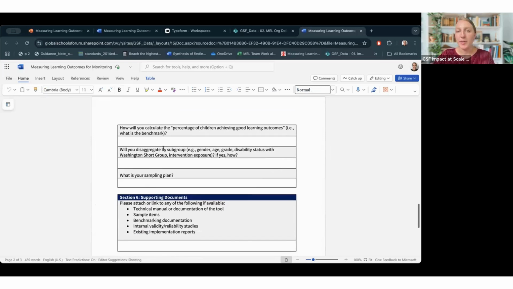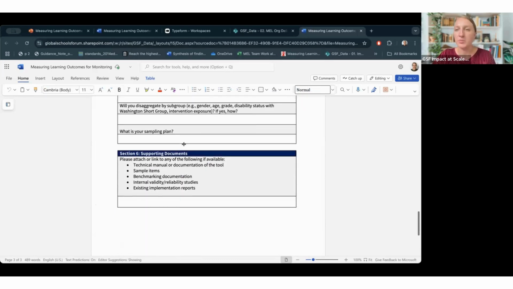And then the last section is about, again, back to the benchmark. How are you going to calculate that percentage? Any plans for disaggregating the data by subgroup, and what your sampling plan is. Are you assessing all the students you work with? Are you just assessing some of them, and what's your plan for that? And then there's space at the bottom to attach any supporting documents that can give us more information about this assessment.